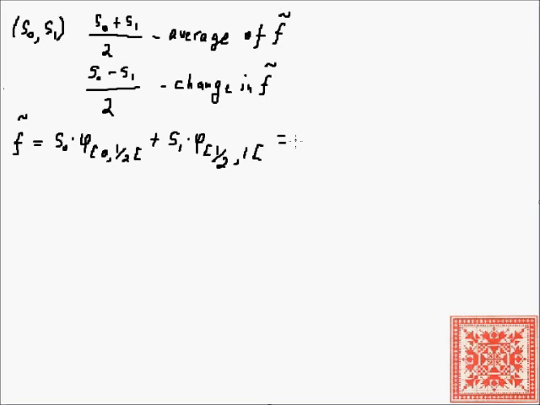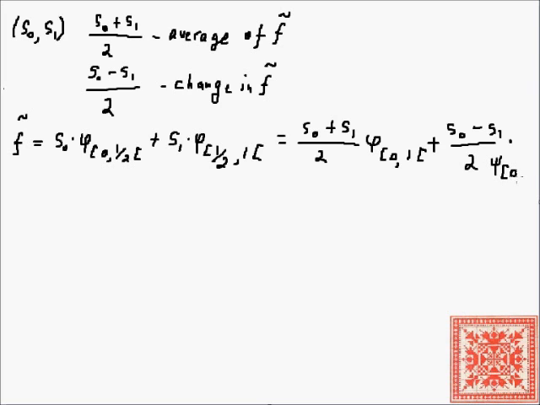And this can in turn be defined in terms of a larger interval as (S0 + S1)/2, the average, times phi from 0 included to 1 excluded, plus S0 minus the average, that is (S0 - S1)/2, times psi, the wavelet, from 0 included to 1 excluded.